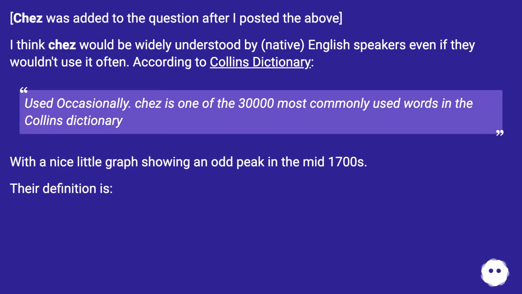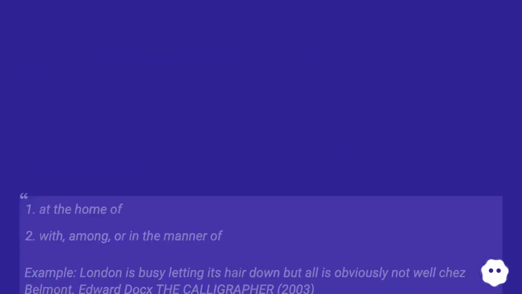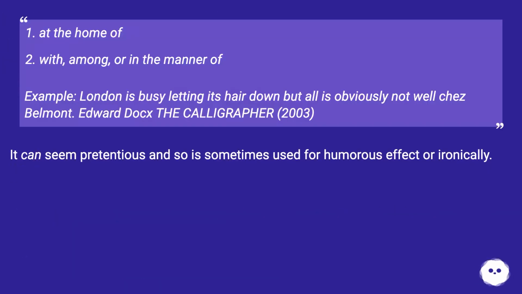According to Collins Dictionary: used occasionally. Chez is one of the 30,000 most commonly used words in the Collins Dictionary, with a nice little graph showing an odd peak in the mid-1700s. Their definition is: at the home of, with, among, or in the manner of. Example: London is busy letting its hair down but all is obviously not well. Chez Belmont. Edward Docx, The Calligrapher, 2003. It can seem pretentious and so is sometimes used for humorous effect or ironically.